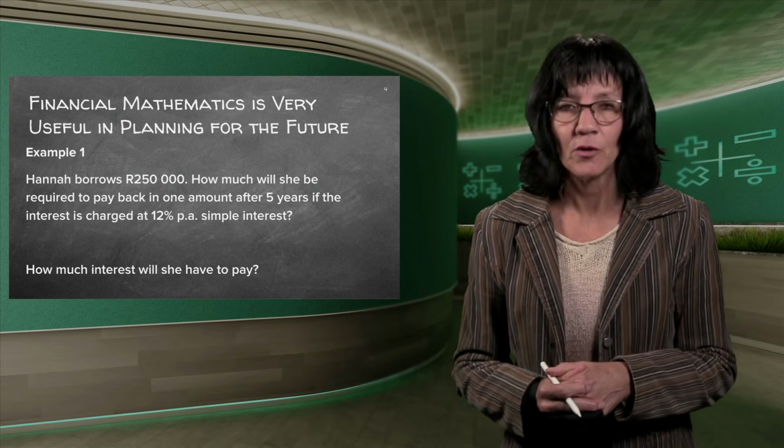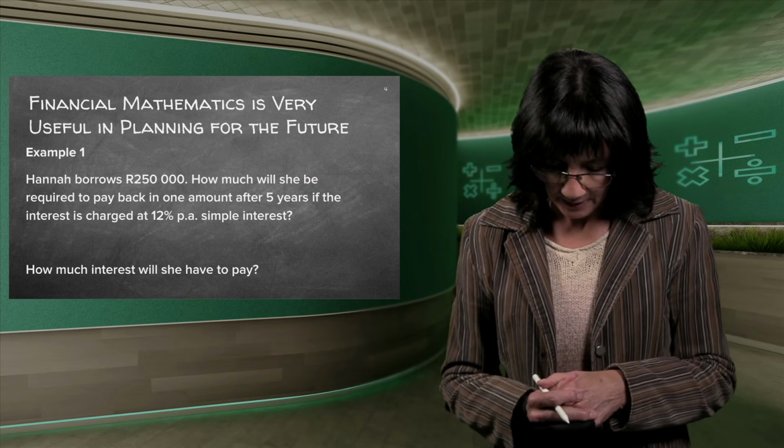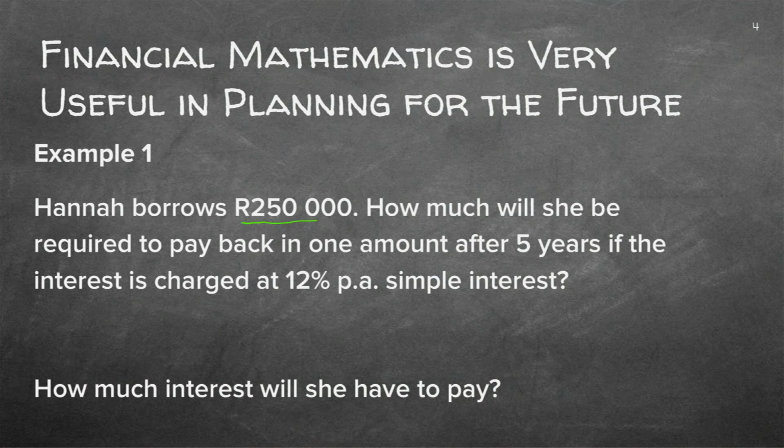Good. So let's look at an example. Hannah borrows 250,000 Rand. When does she do that? Presently, so that's your P. How much will she be required to pay back in one amount after 5 years? After 5 years at the end, so I do not know. So what are they asking? The end amount, which is A. After 5 years, which is your N. If the interest is charged at 12%, I.